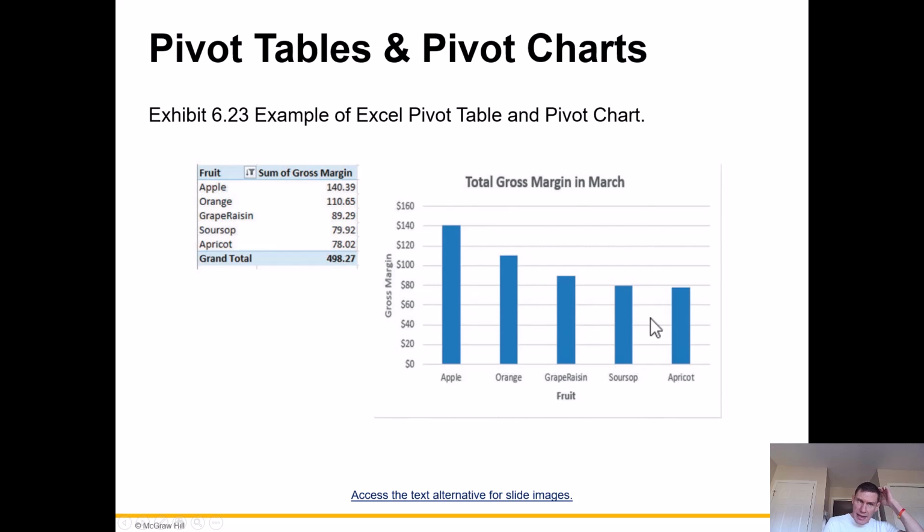Pivot tables and pivot charts. Other examples, of course, Excel. It's very easy to do a pivot table, a pivot chart in Excel. This is Excel output, right? You click a couple of buttons, and you can get, in this case, total gross margin in March. All of this would take a few minutes.